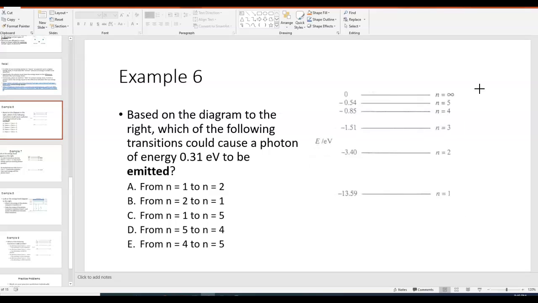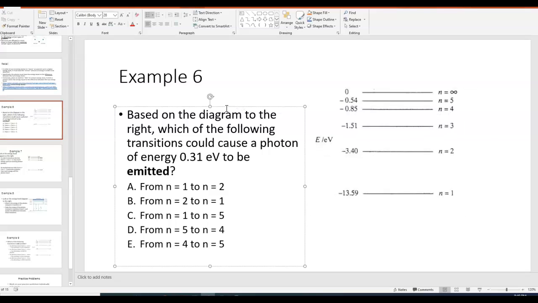So here is an example. Based on the diagram to the right, which of the following transitions could cause a photon of energy 0.31 eV, remember eV is electron volt, that's the unit of energy, to be emitted? Okay, remember emitted means given off. Now the only possible way for a photon to be emitted is if the electron goes down from a higher energy to a lower energy level.